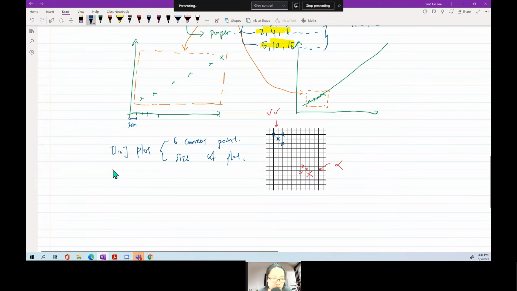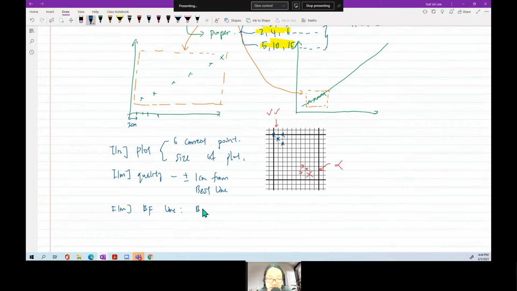Next is quality. You generally don't know what the quality range is, so my suggestion, if you can, is plus or minus 1 cm from the best fit line. But if you don't have it, it's okay to just give them this mark. Next we talk about the best fit line. If you want your best fit line to be correct, it should be balanced.